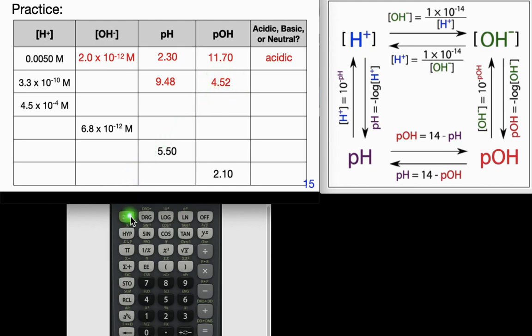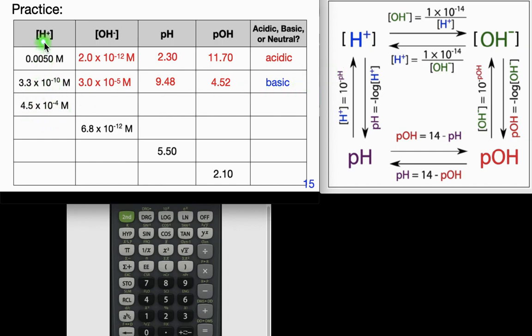Hit the second function, logarithm key, to give us the antilog. And that's 3.0 times 10 to the negative 5. The pH is greater than 7, so this is a basic solution. Okay, now for the next one, let's do it a little bit differently.